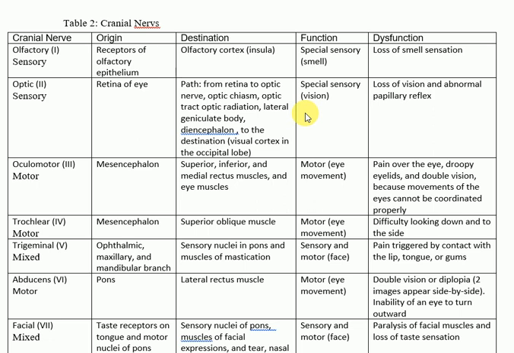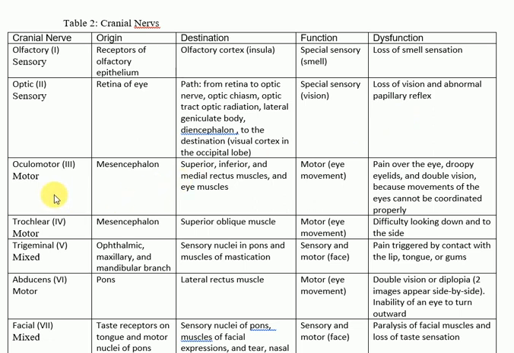But what's the function? What do you think? Optic nerve, vision, obviously. So is it sensory or motor? Vision. Vision is sensation, right? So it's sensory, special sensation. What happens if you have an issue? You lose your vision.